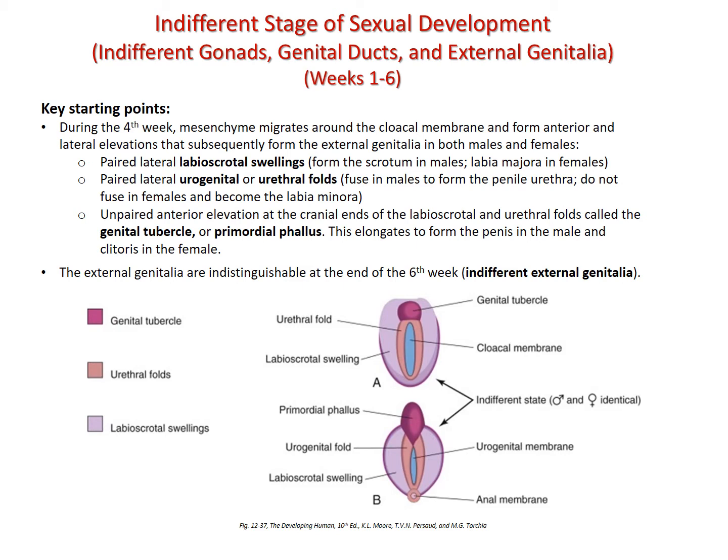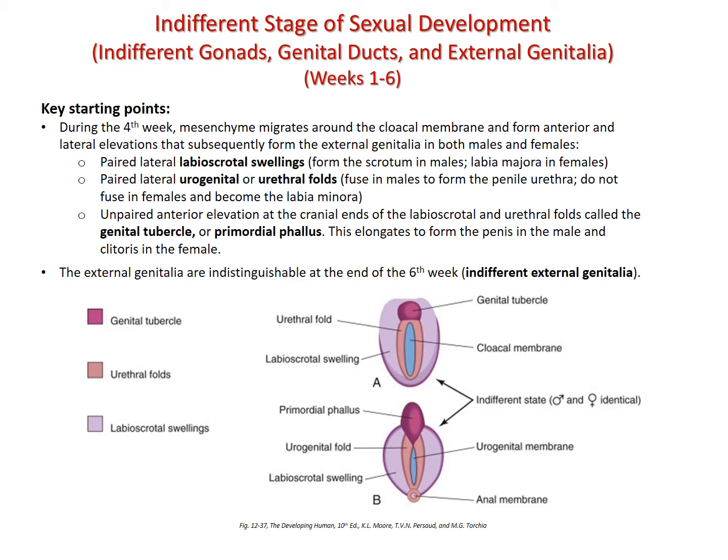Paired lateral labioscrotal swellings form the scrotum in males and the labia majora in females. Paired lateral urogenital or urethral folds fuse in males to form the penile urethra, but do not fuse in females, where they become the labia minora.